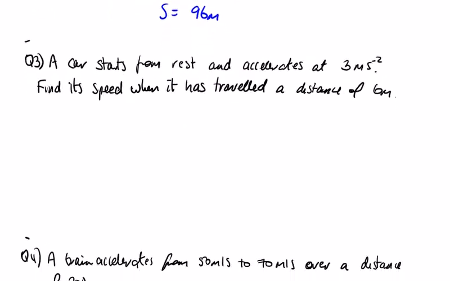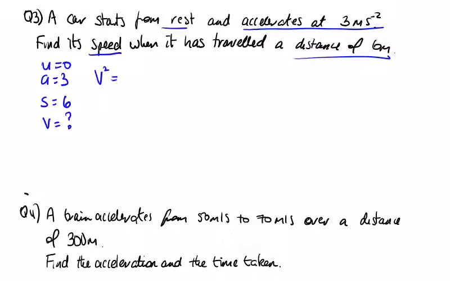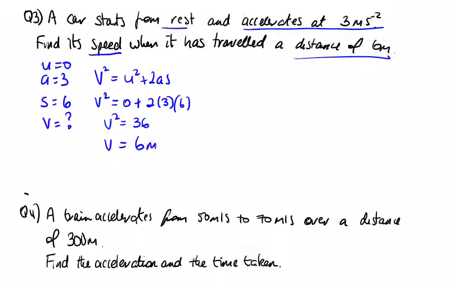On to question 3. The car starts from rest and accelerates. A is equal to 3. It starts from rest. U is equal to 0. Speed, so v, when it's traveled a distance s of 6. S is equal to 6. So we're looking for v here. V squared is equal to u squared plus 2as is one of the ones that we can use here. V squared is equal to 0 plus twice 3 times 6. V squared is equal to 36. So v is equal to 6 meters per second.